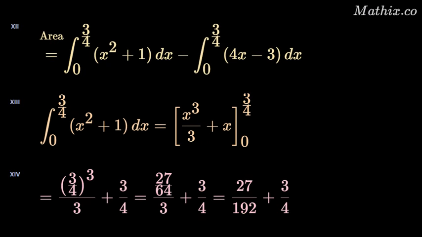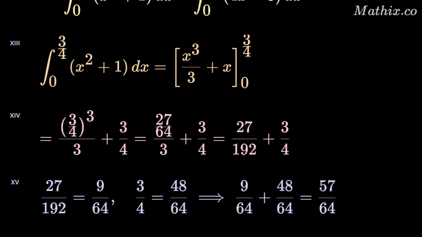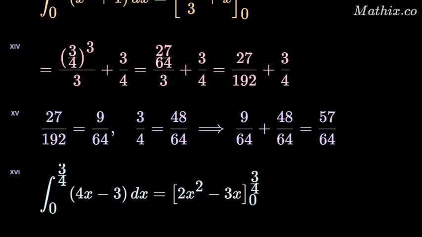Substituting, this equals the cube of 3/4 divided by 3 plus 3/4, which simplifies to 27/64 divided by 3 plus 3/4. Dividing 27/64 by 3 gives 27/192, and adding 3/4 gives 27/192 plus 3/4. Converting to a common denominator, 27/192 is 9/64, and 3/4 is 48/64, so their sum is 57/64.